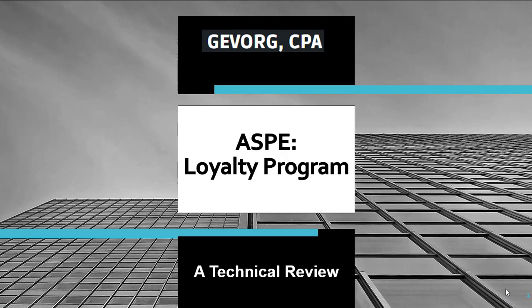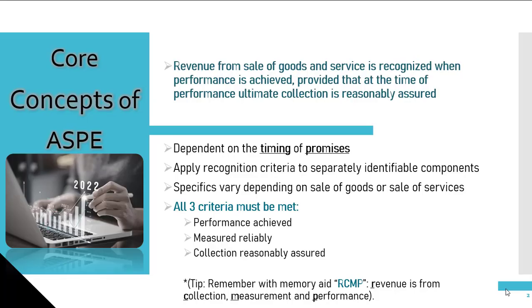In this video, I will go over how to treat it under ASPE revenue recognition criteria and the differences that apply. In accordance with ASPE, revenue from sale of goods or services is recognized when performance is achieved, provided that at the time of performance, ultimate collection is reasonably assured. Similarly to IFRS 15, ASPE revenue is focused on the timing of promises or performance.